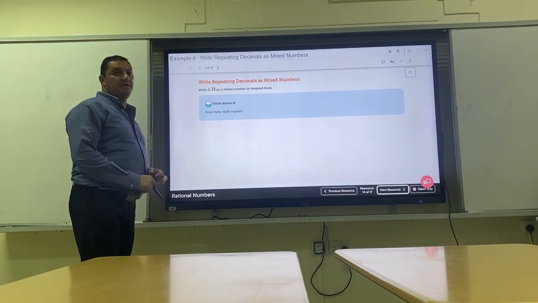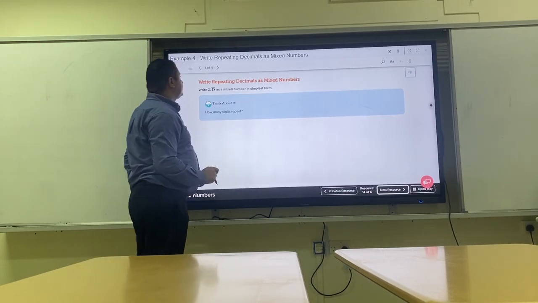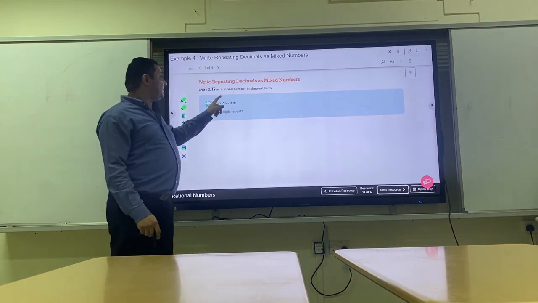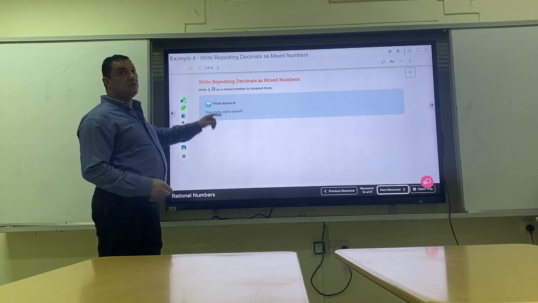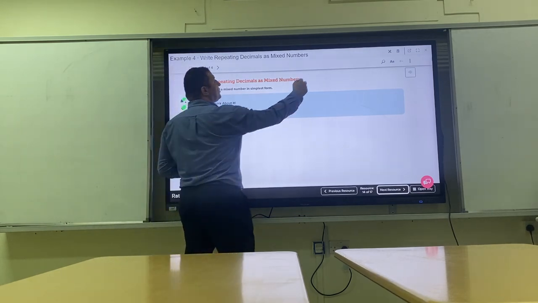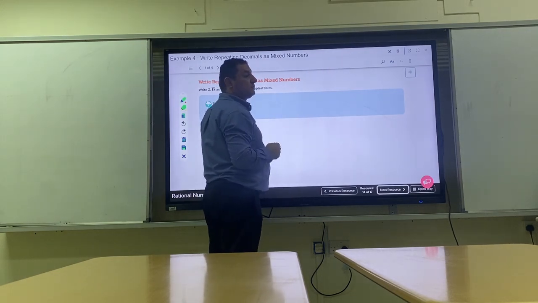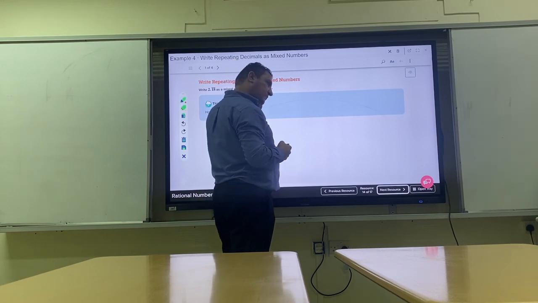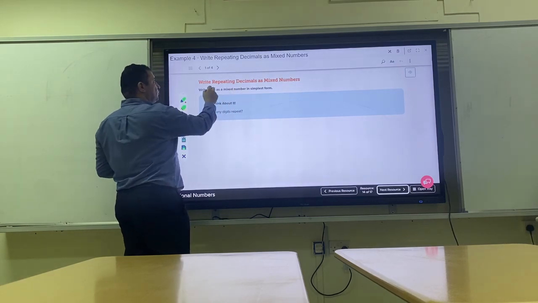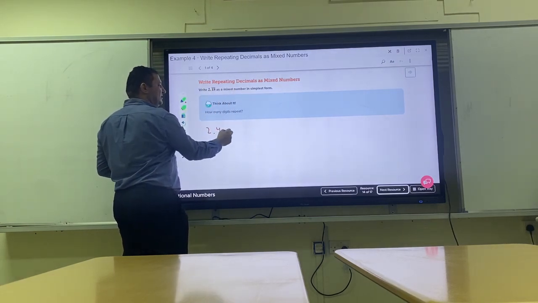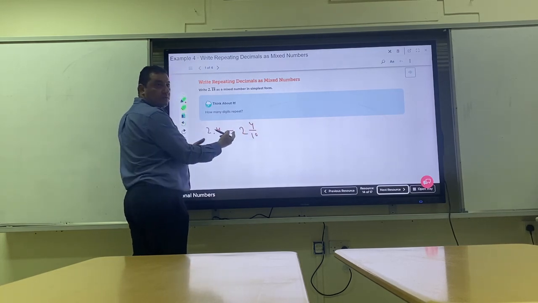Okay, how can I write this? One more example here. Now let me ignore the 2. So I have 0.18 repeated. Why do we ignore the 2? Because I need to turn it into a mixed number. So 2.4, is it then the same as 2 and 4 out of 10? Yes? Because it's 0.4, am I correct?